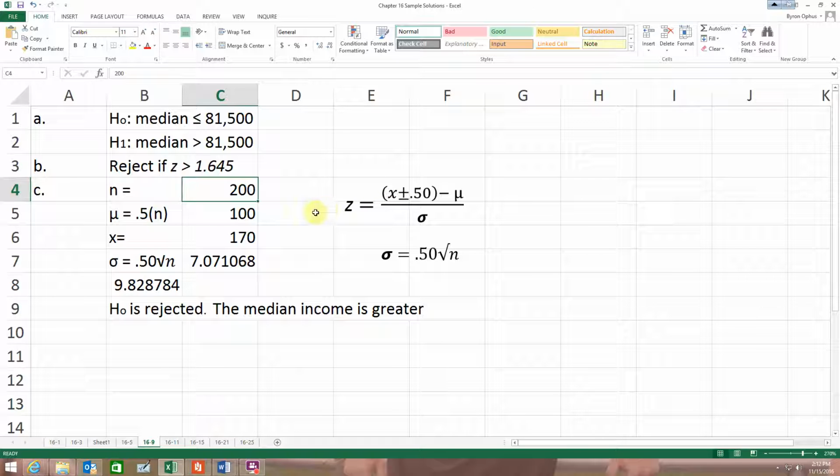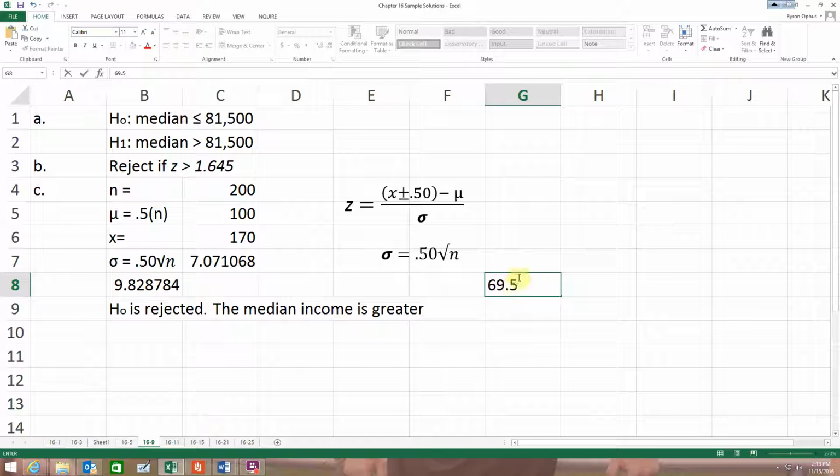Okay, put my formula in. Is my x greater than my mu? It is, and so I'm going to use minus. I'm going to use x minus 0.5 minus the mu of 100. So what would that be? X is 170 minus 0.5, so 169.5 minus 100, so I'd end up with 69.5 at the top. So my standard deviation is 0.5 times the square root of my n.